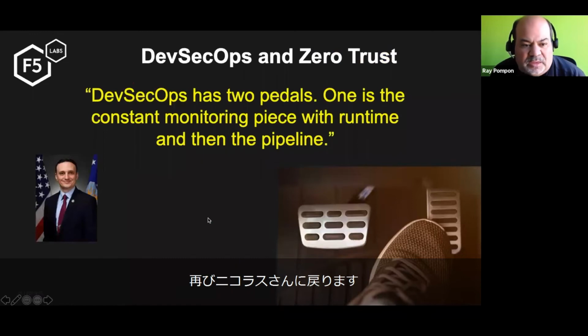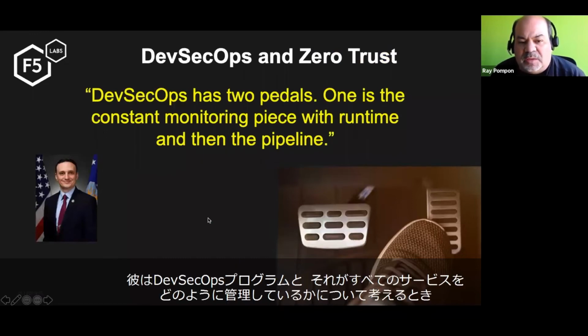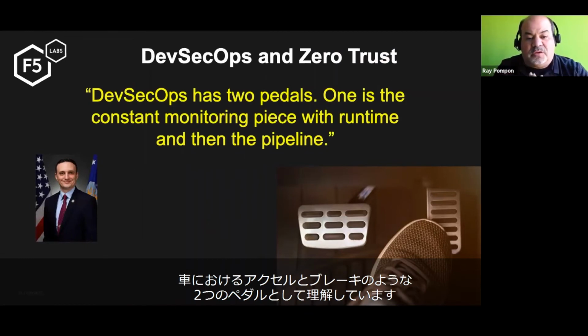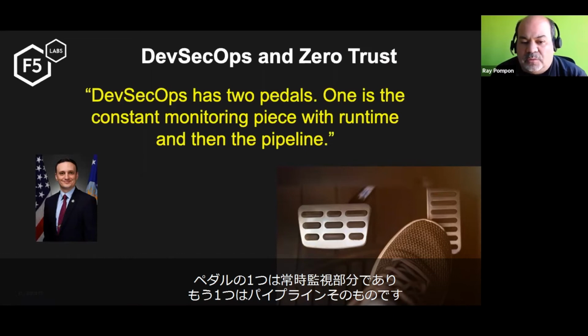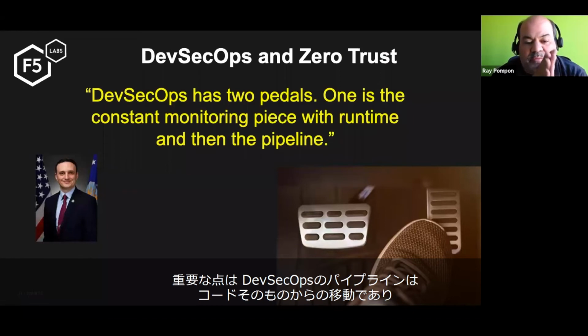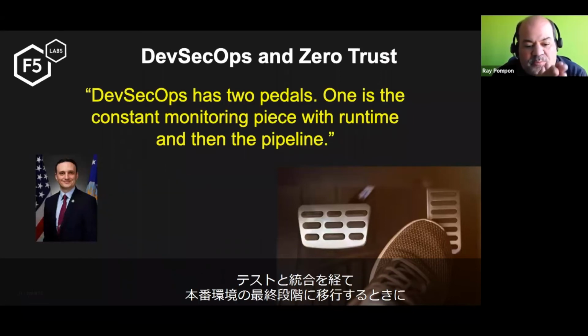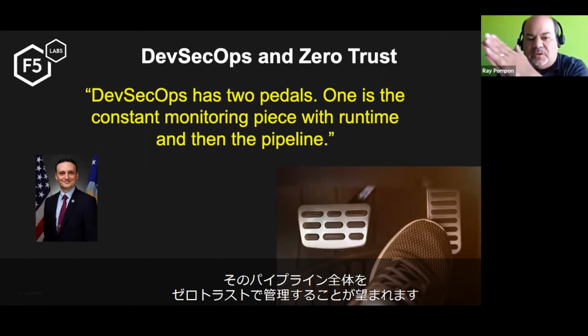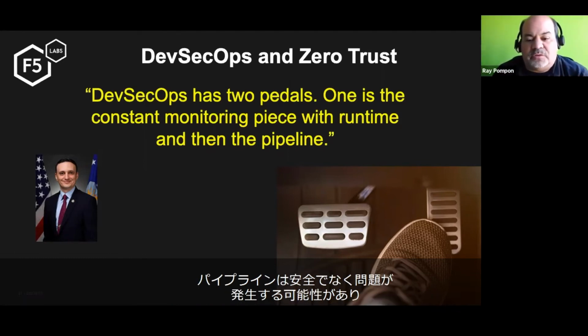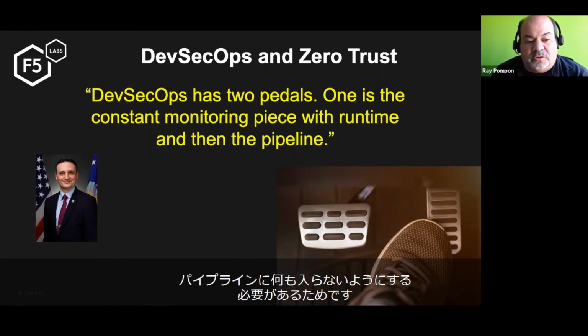Now back to Nicholas again. When he looks at his DevSecOps program and how it manages all of his services, he really sees it as two pedals, just like in a car, the gas and the brakes. One of them is the constant monitoring piece, and the other one is the pipeline itself. Remember, the pipeline in DevSecOps is the movement from the code itself, where people are actually writing the code, as it moves through testing and integration to finally the end of production. That entire pipeline should be managed with zero trust to make sure that nothing goes into that pipeline that is insecure and could represent a problem.